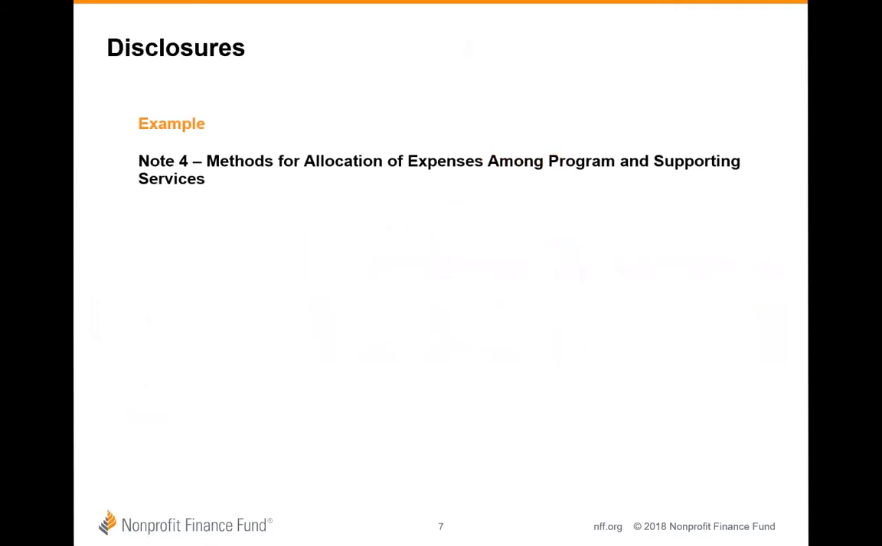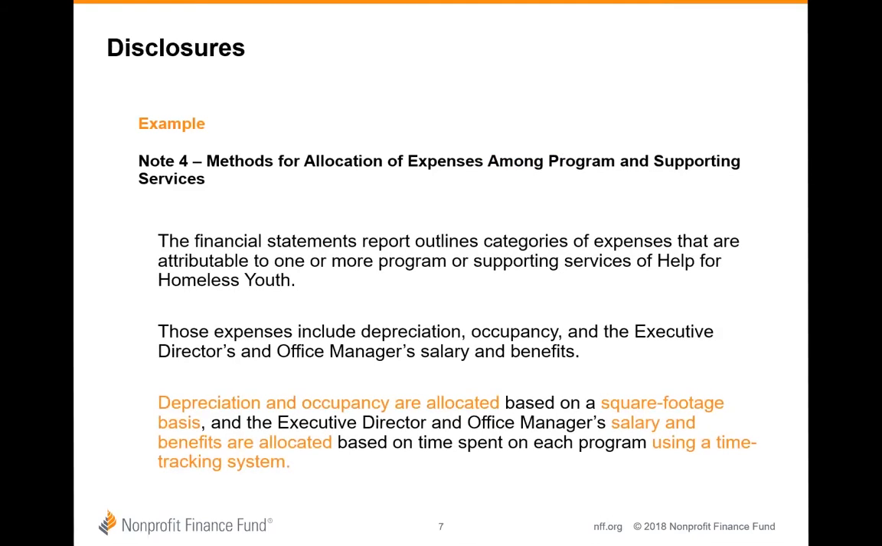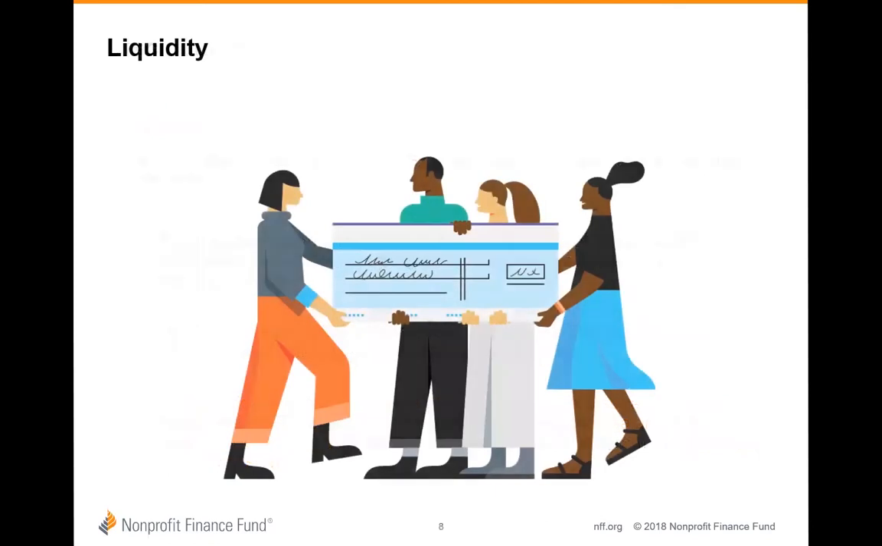The disclosure is giving detail around how an organization allocates natural expenses like salaries and rent to those different functional categories of program, admin, fundraising. The key part of this disclosure is that last part. So in our example here, the organization explains that for occupancy expenses, they are using square footage to allocate. And then for certain salaries, they're using time tracking to allocate. You'll see that this note just focuses on the natural expenses that do need to be allocated, because not all of them are allocated. Okay, let's move to liquidity.